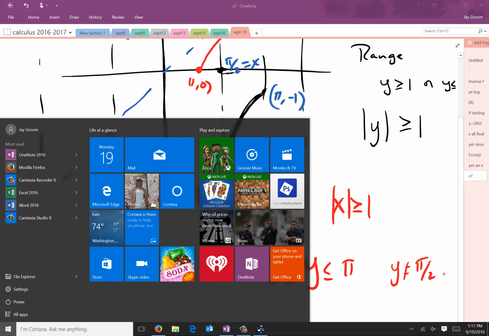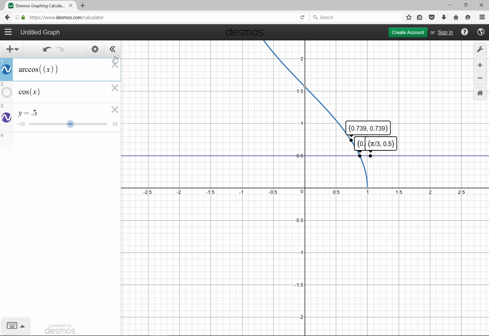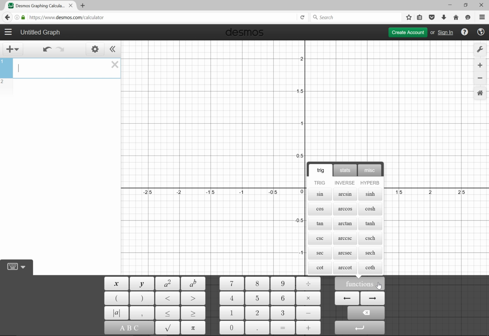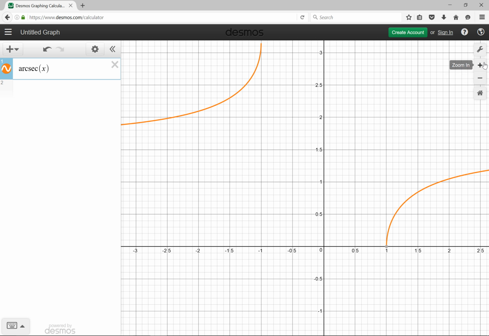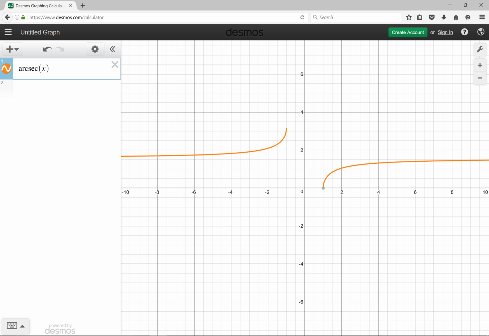Boy, I haven't graphed that in a long time. Let's go ask Betsy. Oh, great and glorious Betsy, I have a question for you. Arc secant. That's pretty cool, huh? Oops, that's the wrong direction. There you go.